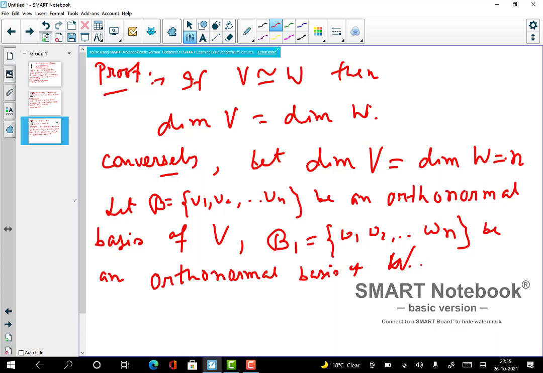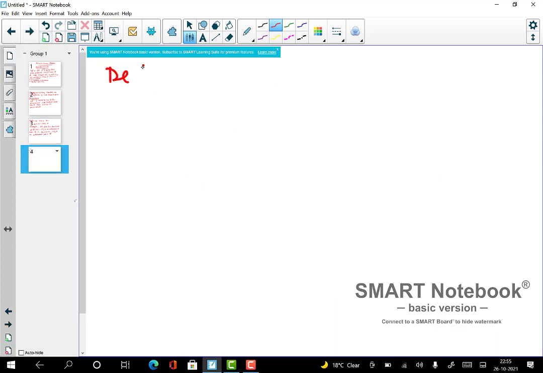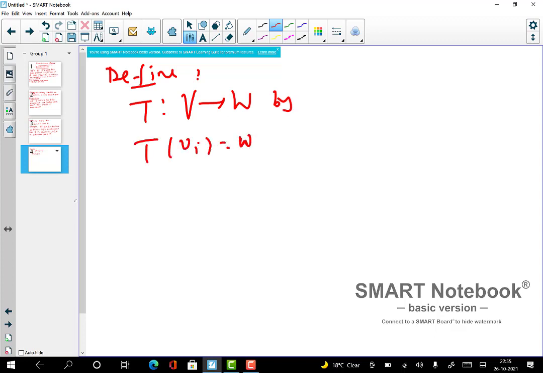Then what should be the natural map? Define basis going to basis. Define T from V to W by T of vi goes to wi. You remember the theorem that if you send a basis to a basis, that will give one linear map. So T is linear, and bijective.